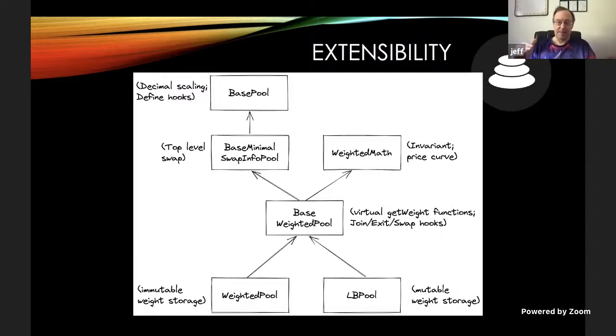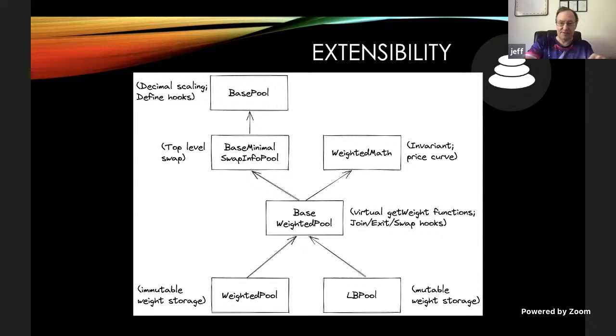So there's this base weighted pool class, which abstracts all the actual functions, so the price curve calculations. And all those functions need to interrogate, what are the weights?